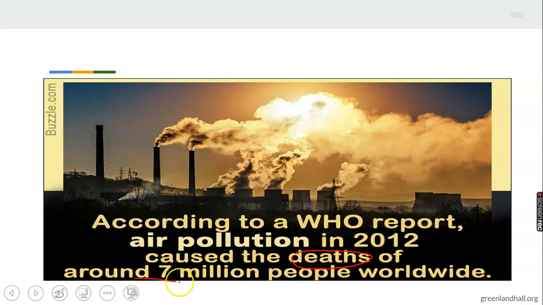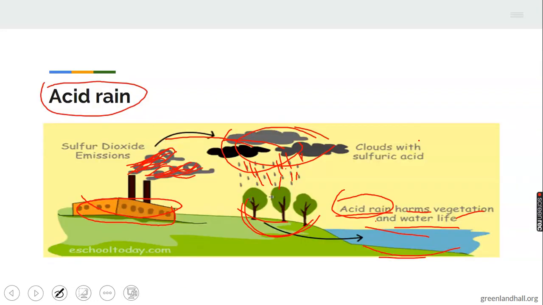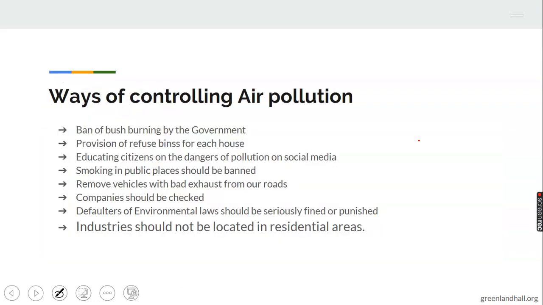About 7 million people died in 2012 from air pollution. Can you imagine? That was 2012. Imagine what will happen in 2019, 2020. That is the effect of air pollution. Now, let's quickly go to ways of controlling air pollution. How do we control it?